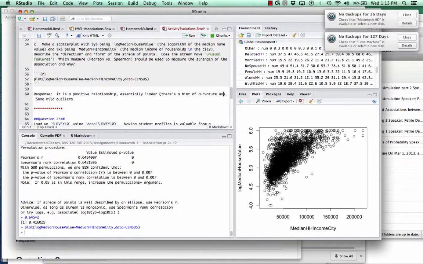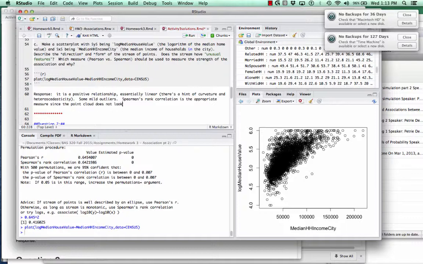So I can actually add that, heteroskedasticity, unequal vertical spread. So because this shape does not really look like an ellipse, I'm going to say that we should be using Spearman's rank correlation instead of Pearson's correlation, since Pearson's correlation is only valid for point clouds that look like ellipses here. So Spearman's rank correlation is the appropriate measure since the point cloud does not look like an ellipse.